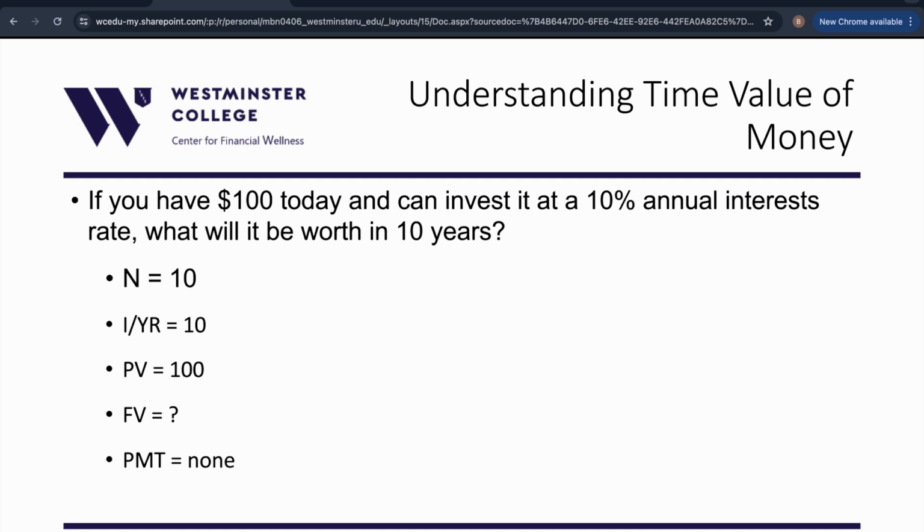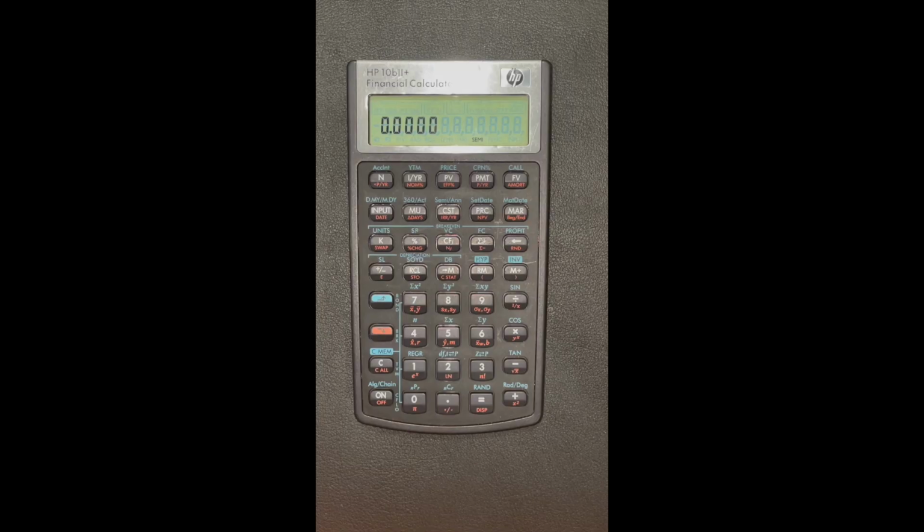So let's switch over to the calculator again really quick and input these values in. Now for this next question, we're trying to find a future value. We know that n is equal to 10, so we'll type 10, put it in for n. Our interest rate per year, our annual interest rate, is also 10%, so we're just going to put in 10 again, click I per YR.